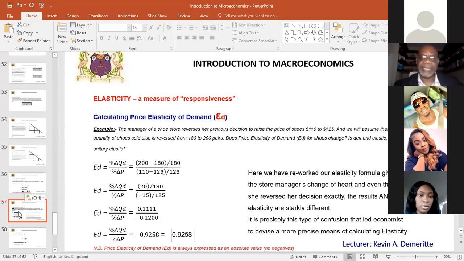Right. And somebody test my calculator, please. What's 20 divided by 180? I got 0.11111111111. That's right. Okay. And what's 15 divided by 125, knowing that the answer is going to be negative? Negative 1.2. Then you add the zeros: 0.1200. Fine. Then we need 0.11111 divided by 0.1200. That's right. Negative 0.9258. And we convert it to absolute value because it's elasticity of demand.